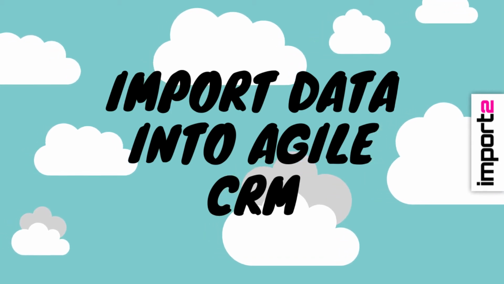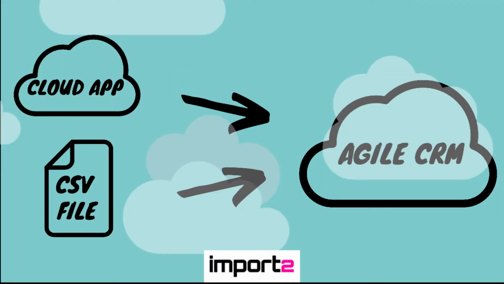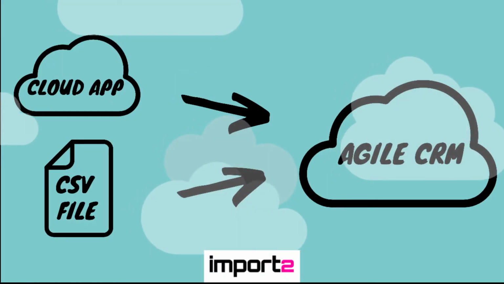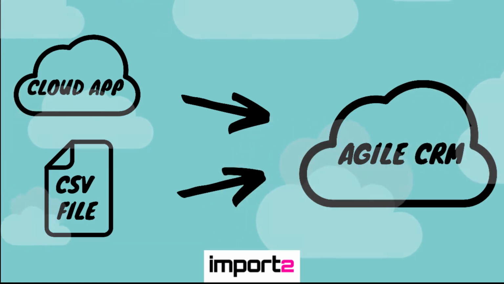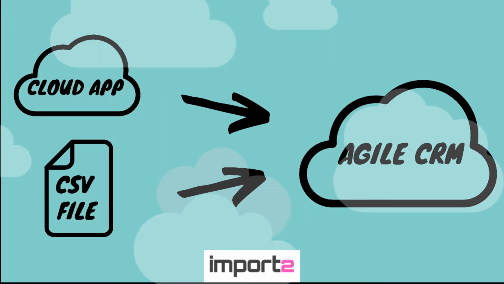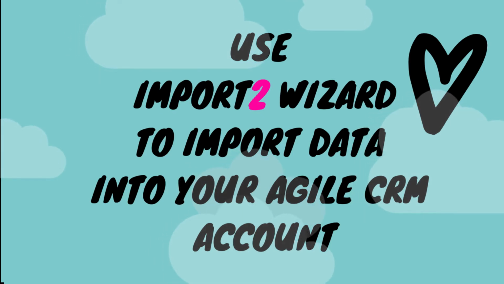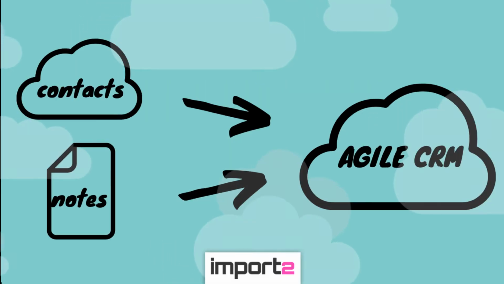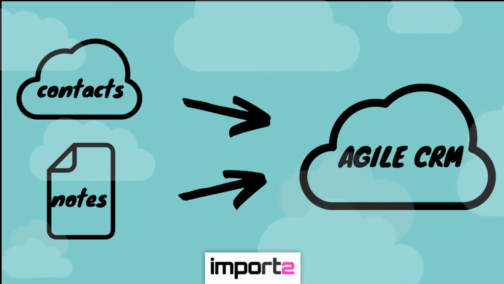Let me show you how you can do Agile CRM import. There are two options of import into Agile CRM: import data directly from another cloud app into Agile, or set up import from a CSV file of your contacts, companies, and notes. Use Import2 Wizard to do your import. In this video, you will learn how to import contacts and notes into Agile CRM.